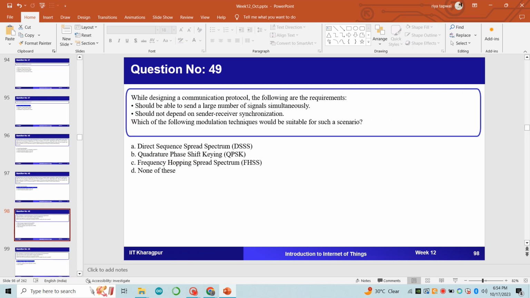Next question is: while designing a communication protocol, the following are the requirements. It should be able to send a large number of signals simultaneously, and should not depend on sender-receiver synchronization. Which of the following modulation techniques would be suitable for such a scenario? Options are: A, direct sequence spread spectrum; B, quadrature phase shift keying; C, frequency hopping spread spectrum; D, none of these.